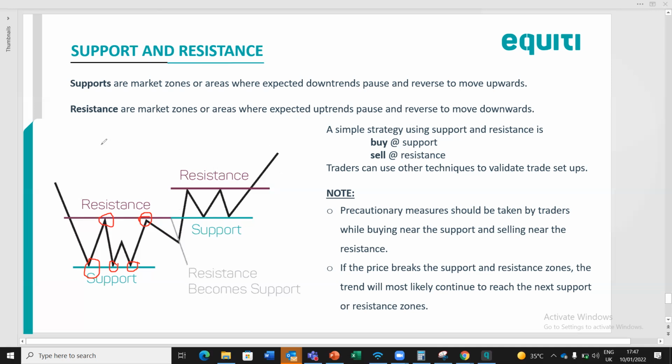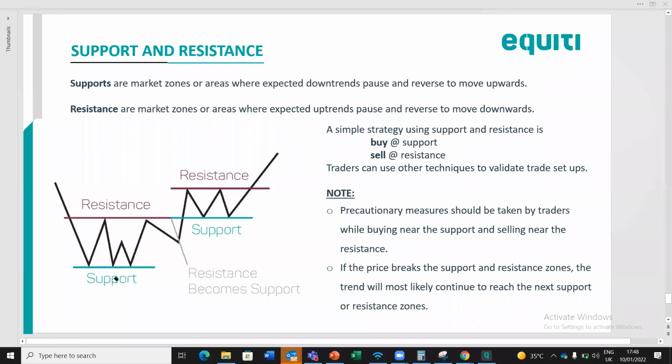So support and resistance, easily identified by traders, help traders to know when to take trades. It helps traders to understand when to enter the market for a buy or when to enter the market for a sell, or when to even take profits. And we will come to that. A simple strategy that is built around support and resistance.